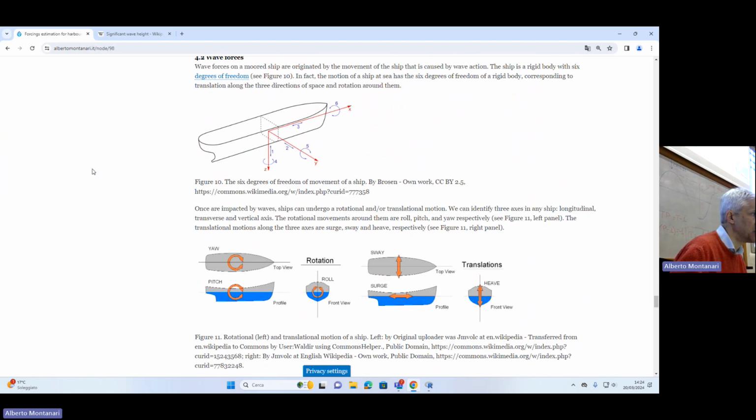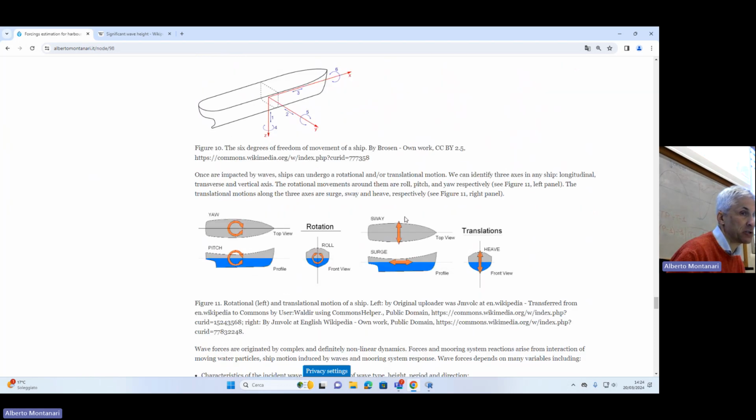Before we move forward, let's remember the terminology of the movements. And I tell you because I need to remember myself. Sometimes I make some confusion. So we have 6 degrees of freedom. We call yaw the rotation around the vertical axis of the ship. We call pitch the rotation around the transversal axis. And we call roll the rotation around the longitudinal axis. Okay. And then in terms of translations, sway along the transversal axis, surge along the longitudinal axis, and heave along the vertical axis.